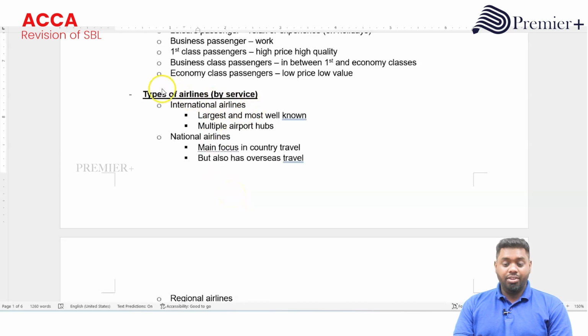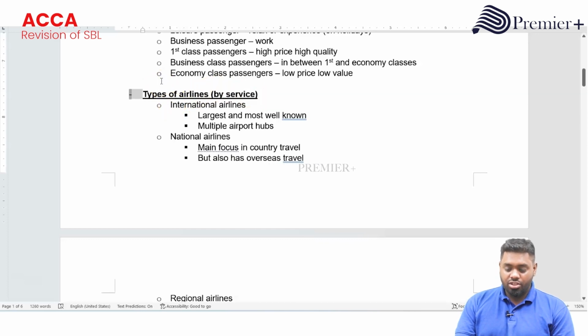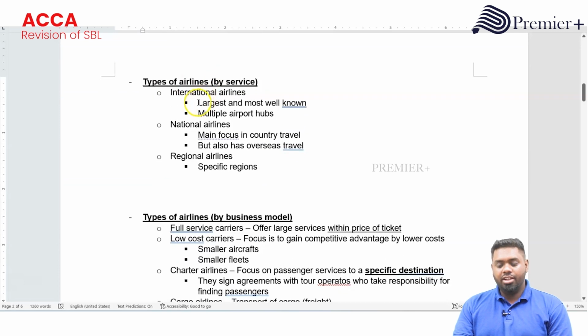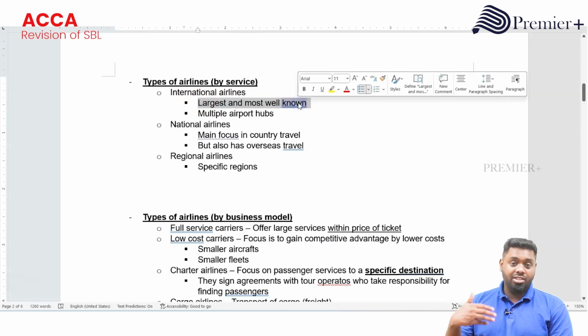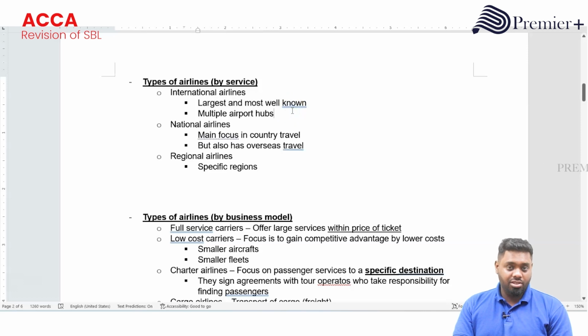Next is where a description of the types of airlines is provided, which is based on the service. We have international airlines, national airlines and regional airlines. International airlines are the largest and most well known because they are operating amongst countries, from country to country, internationally. So they are the largest of the overall airline services.